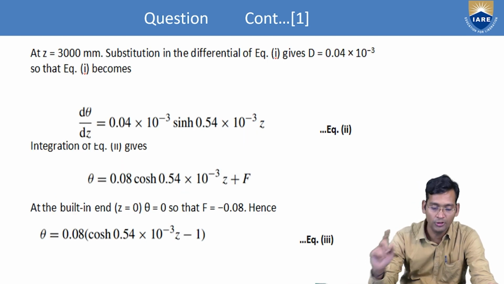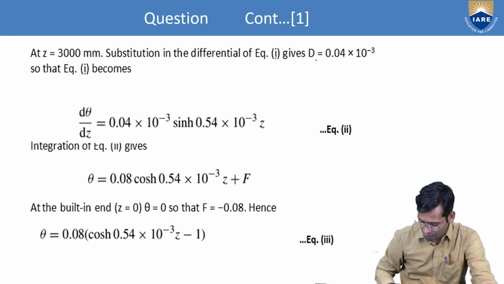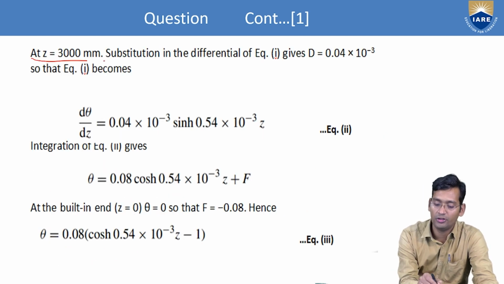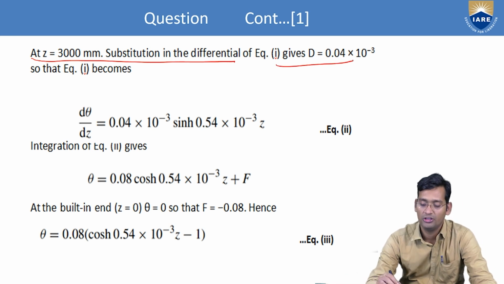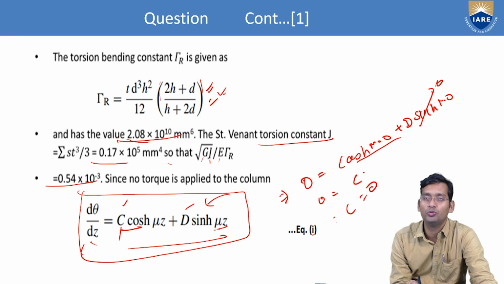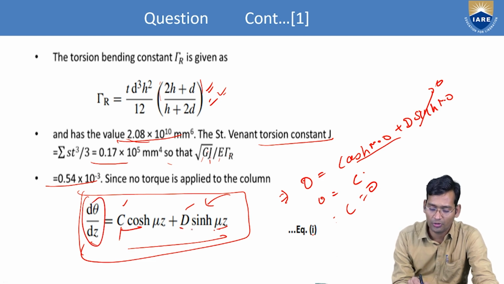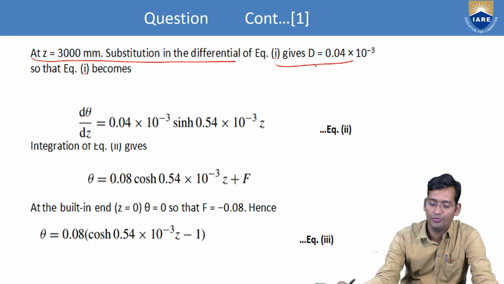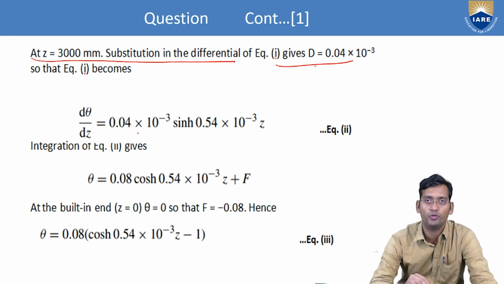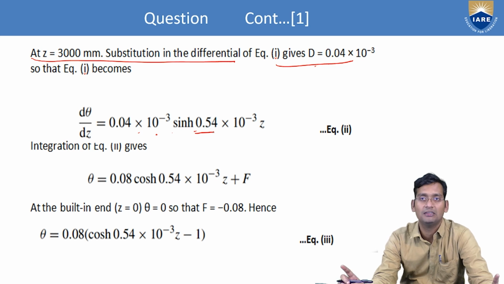Now, at z equals 3000 mm, substituting in the differential equation 1 gives D. At z equals 3000, because this is 0, dθ/dz is D sinh(μ·3000). After finding that, we have the value of dθ/dz, so from here we can find D. Finally, D will be equal to 0.04 into 10 to the power minus 3. Now just substitute there. So dθ/dz equals 0.04 into 10 to the power minus 3 sinh of 0.54 into 10 to the power minus 3 z.